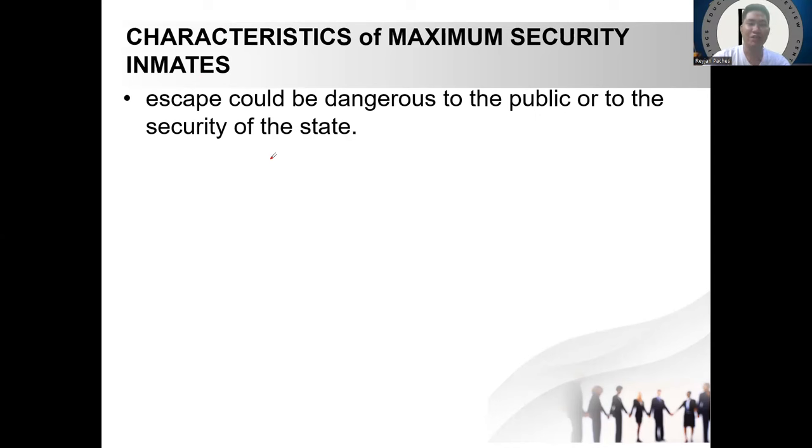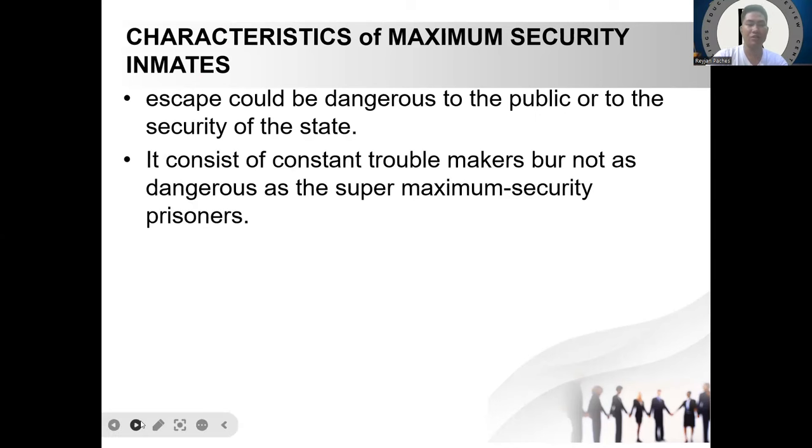Okay, escape could be dangerous to the public or to the security of the state. So, yan yung mga maximum security inmates natin. And of course, aside from that, meron tayong tinatawag na super maximum, it consists of troublemakers, nasabi ko na kanina, but of course, yung dangerous as the super maximum. Kung i-base natin or compare natin ang super maximum sa maximum lang, of course, mas less sila na dangerous compare sa super maximum. Kasi to the extreme, yung mga super maximum naman. So, very dangerous naman sila.